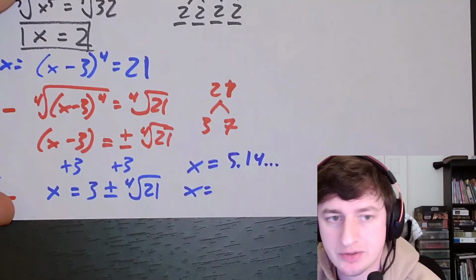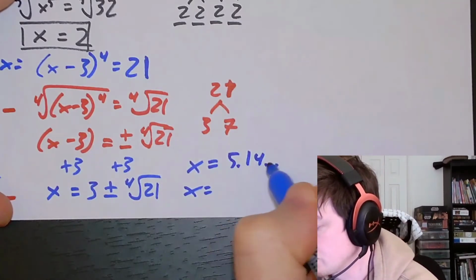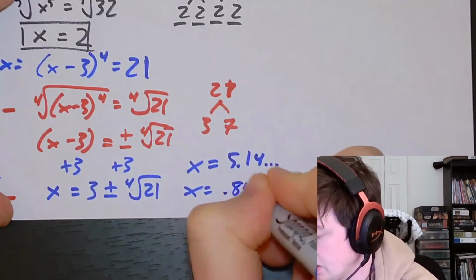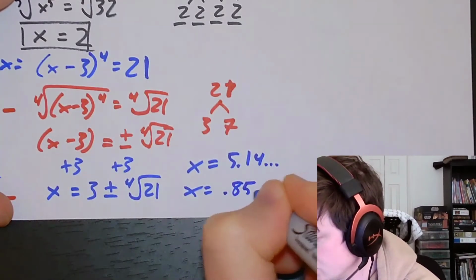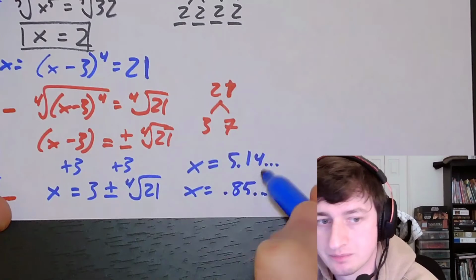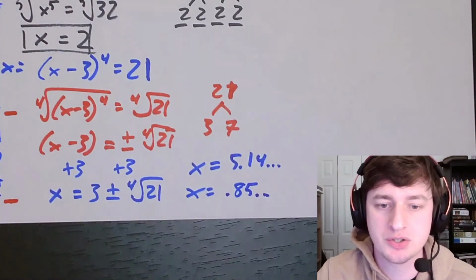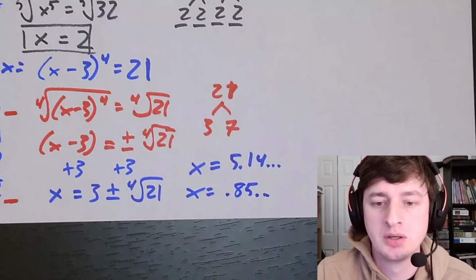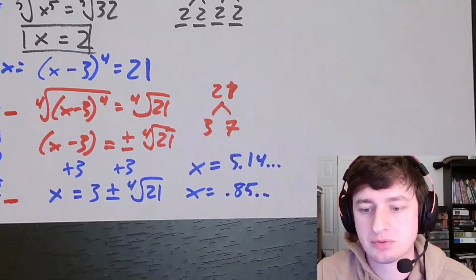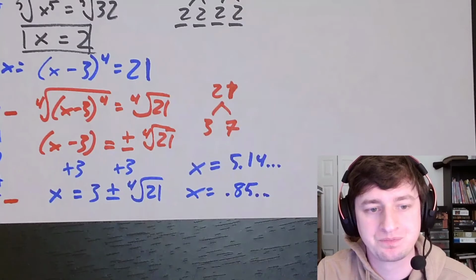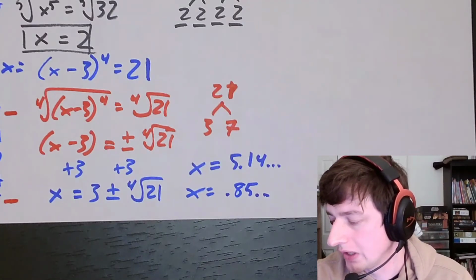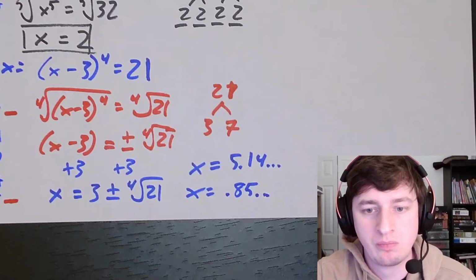5.14, and we write ... because it's not 5.14, it's information after this, and then 0.85 also going on. We're not rounding, so I'm not going to change that to 0.86, even though there's a 9 next. We're just saying there's more information that comes afterwards. Okay? And yeah, those are our 2 values.